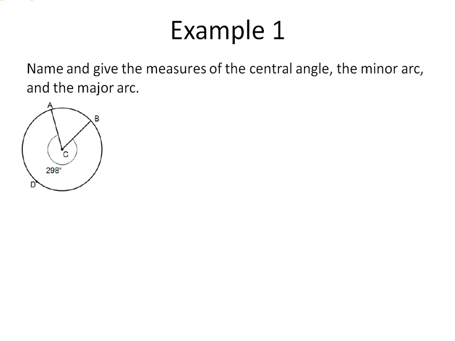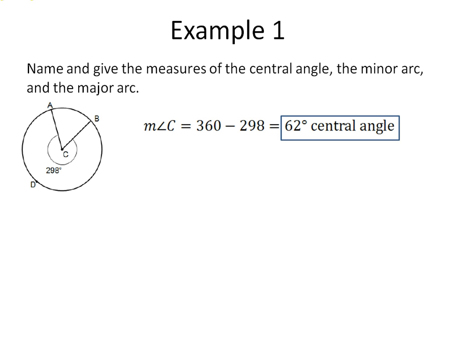So the first thing they want us to do is to get the central angle, which we're going to call angle C. Since the complete circle is 360 degrees, we're going to take 360, subtract the part that's not in the small angle, and so 298 subtracted from 360 gives us a 62 degree central angle.